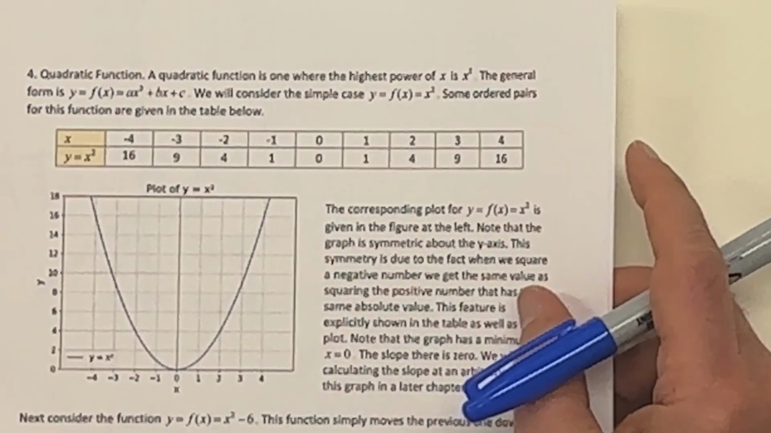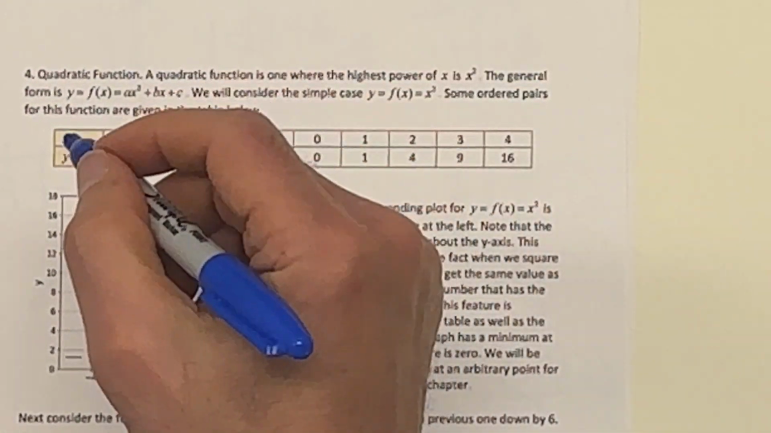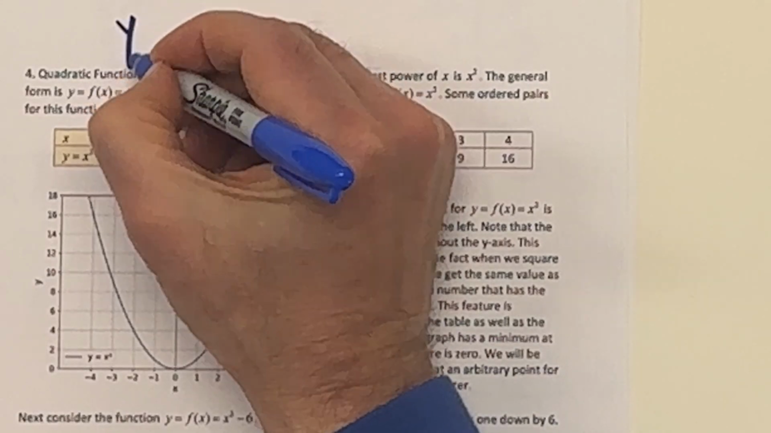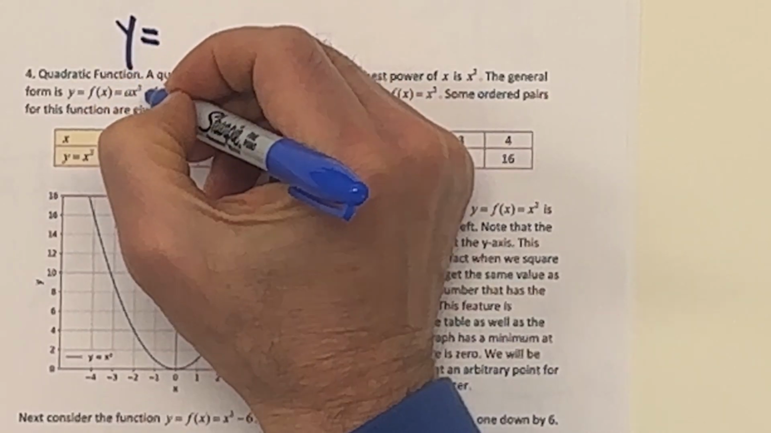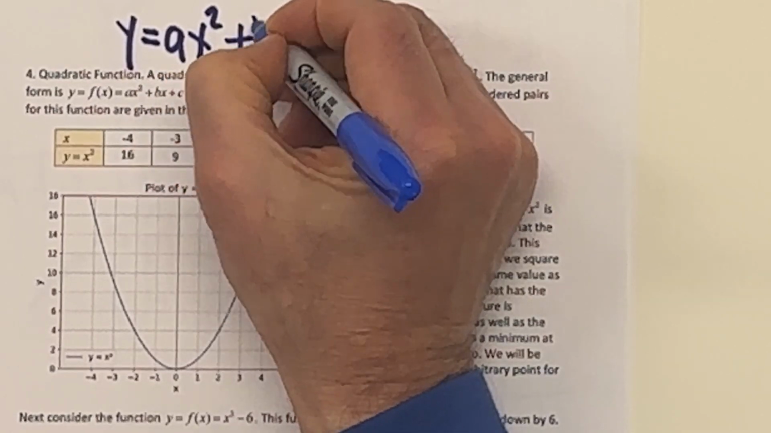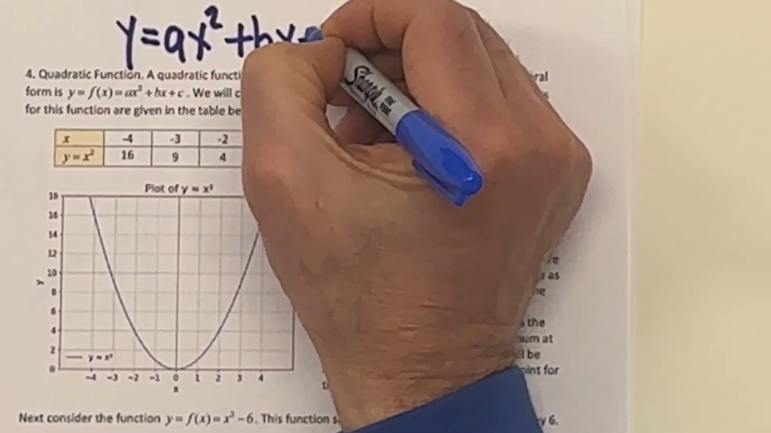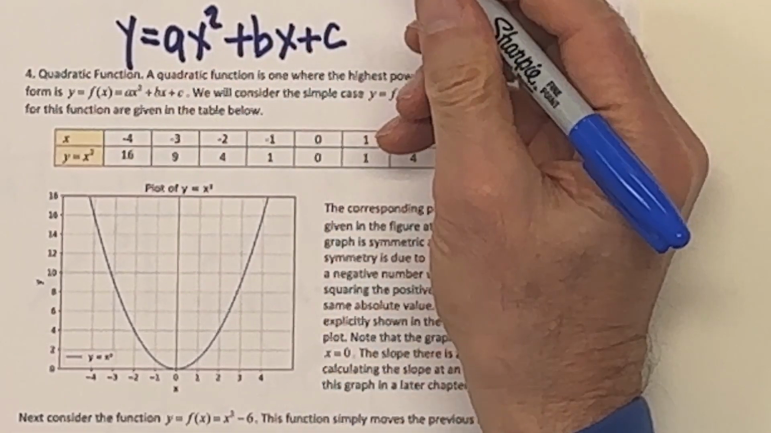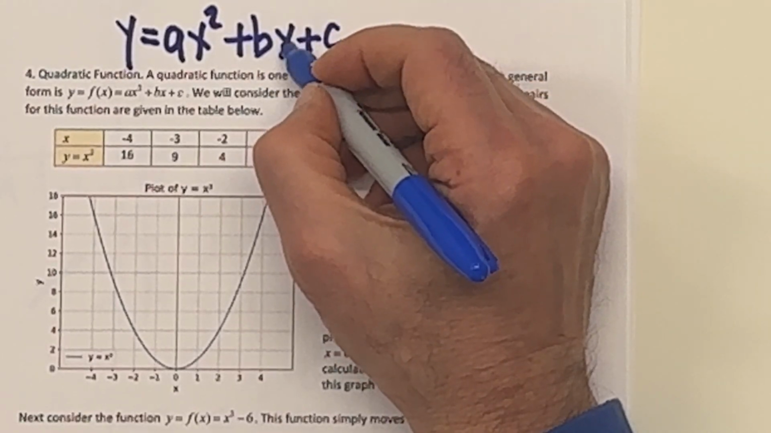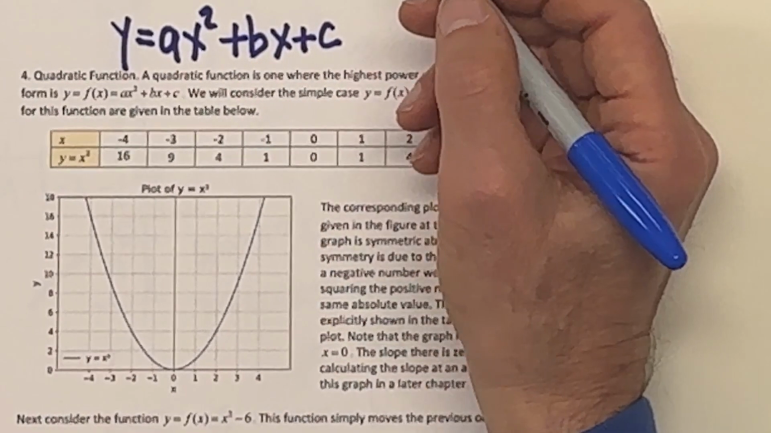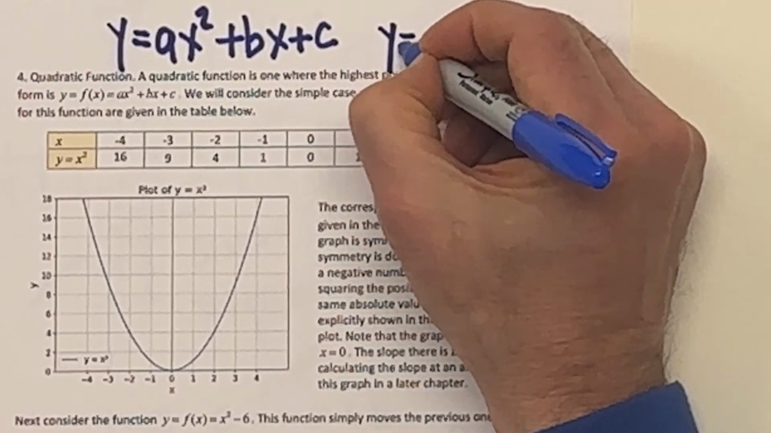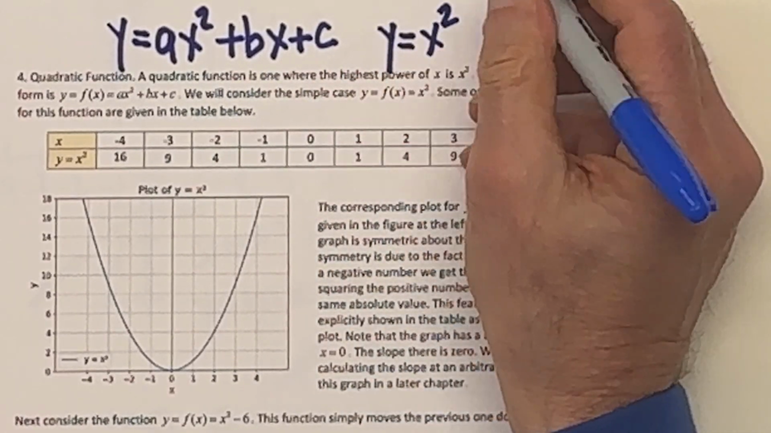Now for the next case, I'm going to add an x squared term. So I have ax squared plus bx plus c. So we have now a constant term, we have a linear term with the x, and now we have an x squared term. And I picked a real simple one here. y is equal to x squared.